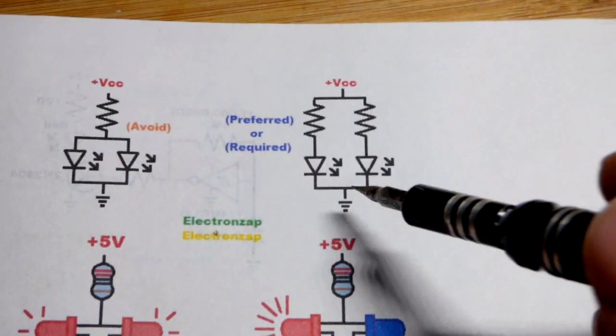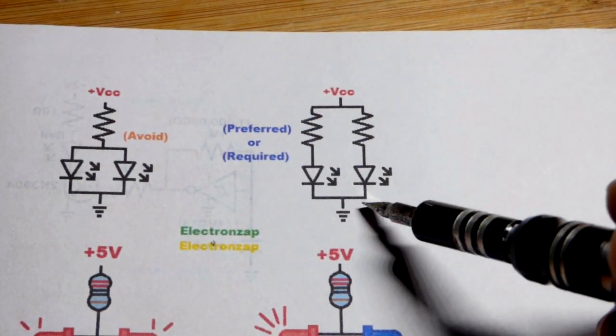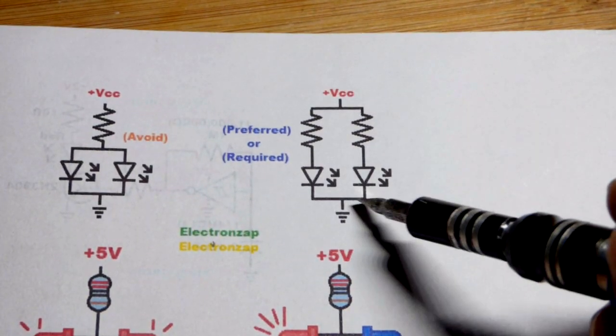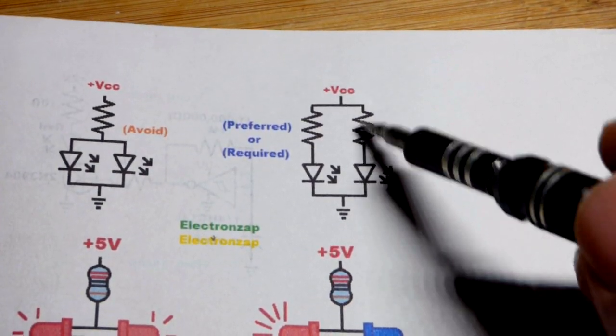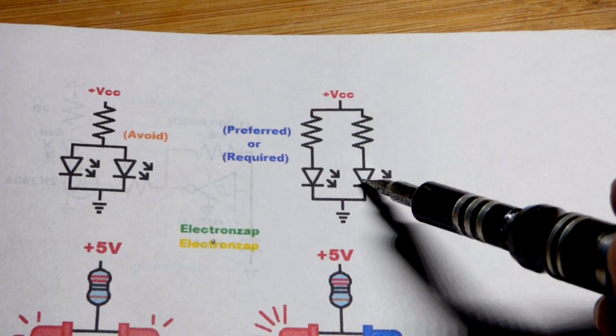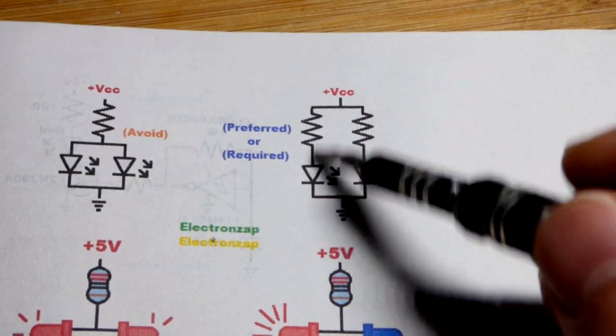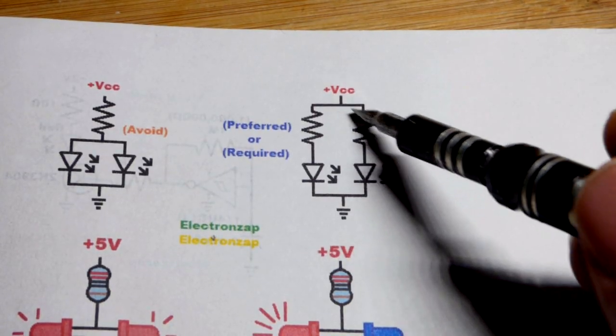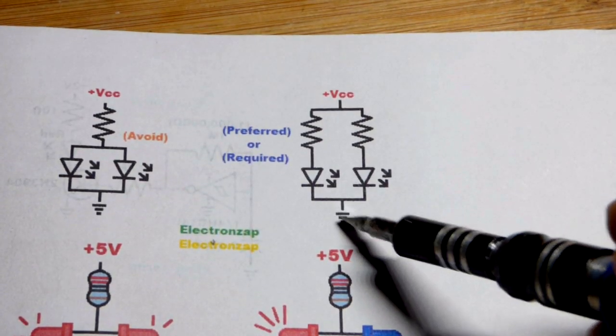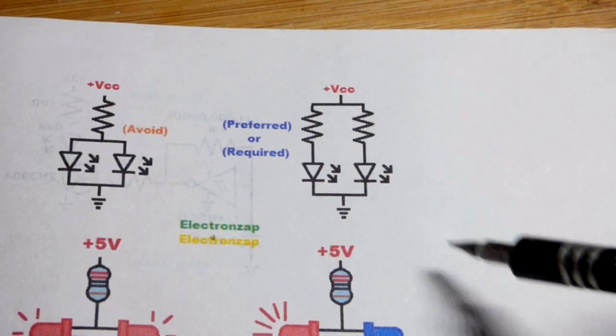So what you do is you simply give each LED its own resistor. So now the LEDs are in series with the resistor, but the LED and resistor is in parallel with the other LED and resistor. The resistor will limit the current through that one, and the resistor will limit current through that one. They will not affect each other in any way.